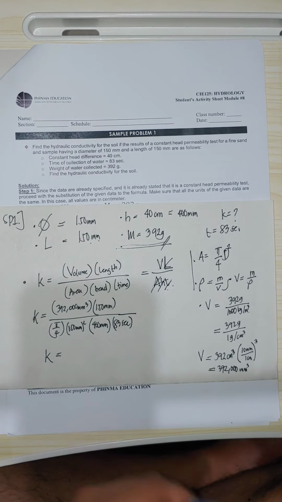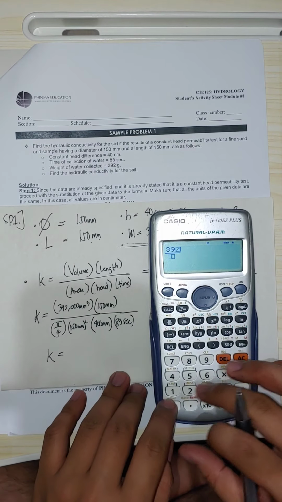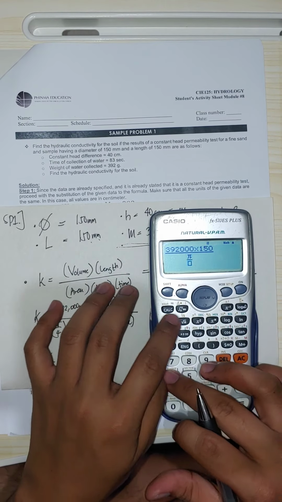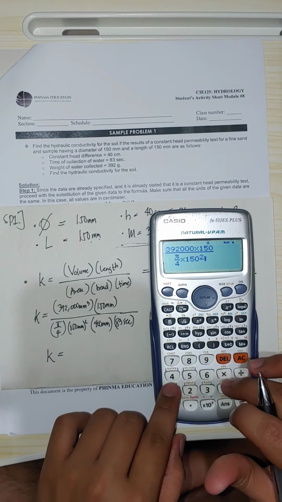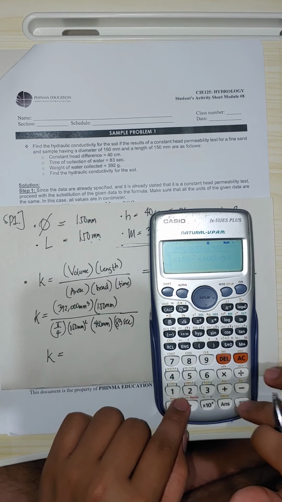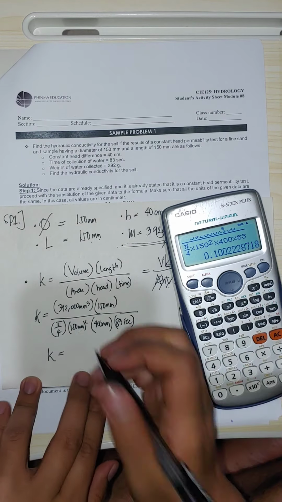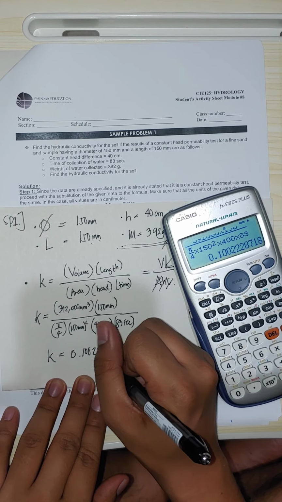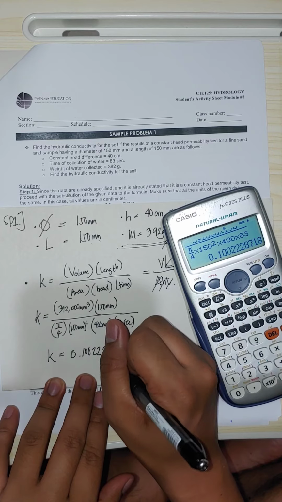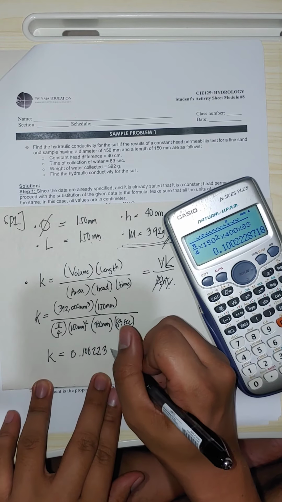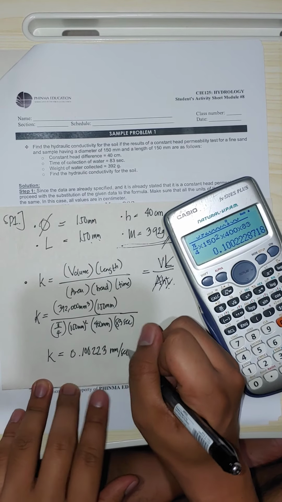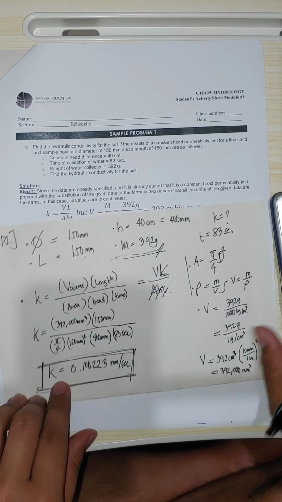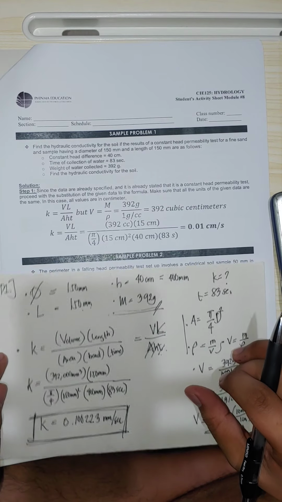Ato ang hydraulic conductivity K would just be equal to 392,000 times 150 over pi over 4 times 150 squared times 400 times 83. So, this is equal to 0.1002223, at least 6 decimal places, millimeters per second. So, muna ito ang hydraulic conductivity for this problem.